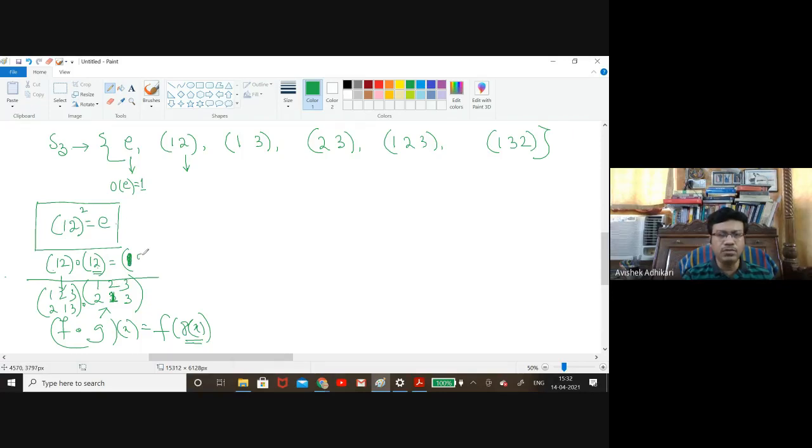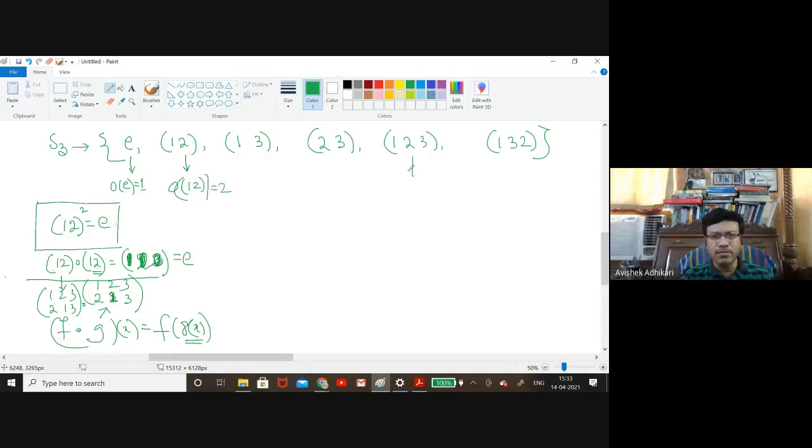Then I need to take 2. So 2 goes to 1, and then 1 goes to 2. That means 2 goes to 2. So again, we don't need to write. And 3 goes to 3 in both places, so 3 goes to 3. So we don't need to write anything. That means nothing is written, which means this is nothing but E. Is it clear to all of you? So the order of (1 2) is 2.